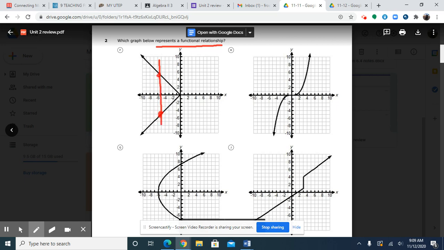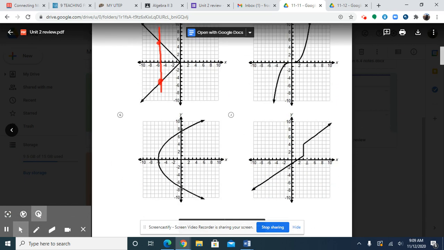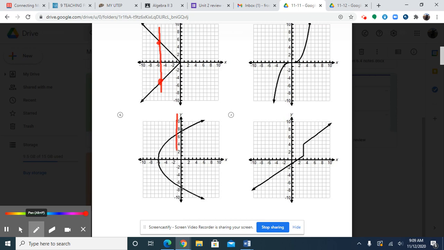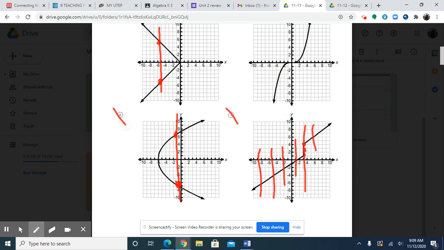We use a vertical line test and we see that this graph touches 2 points, just like this graph does as well. Touches 2 points. And this one seems like it doesn't until you reach this part, and that touches a bunch of different points. So none of these can be functions.